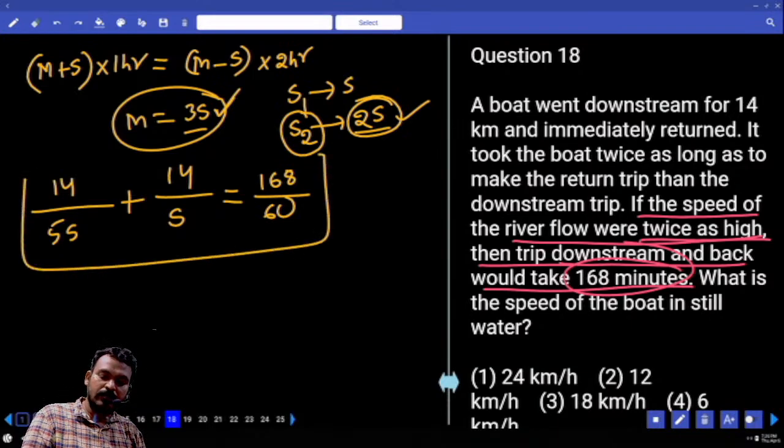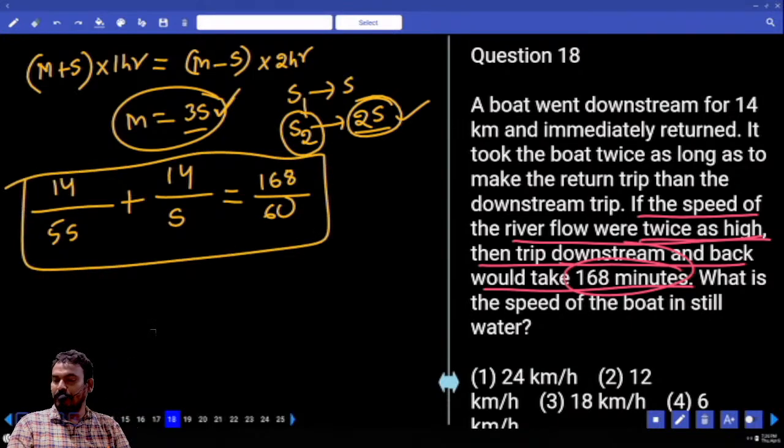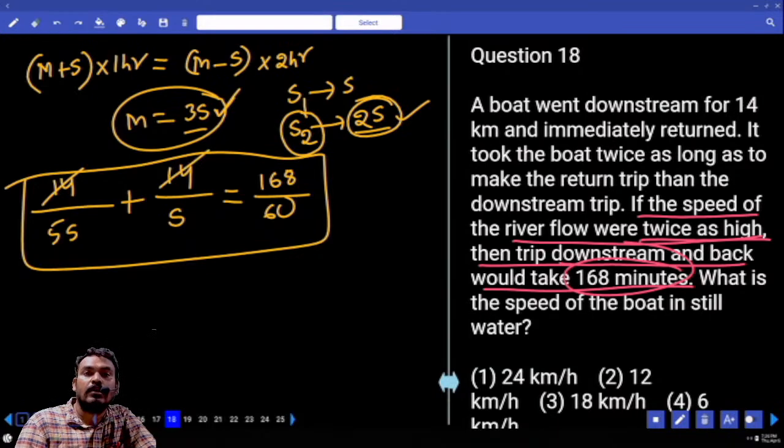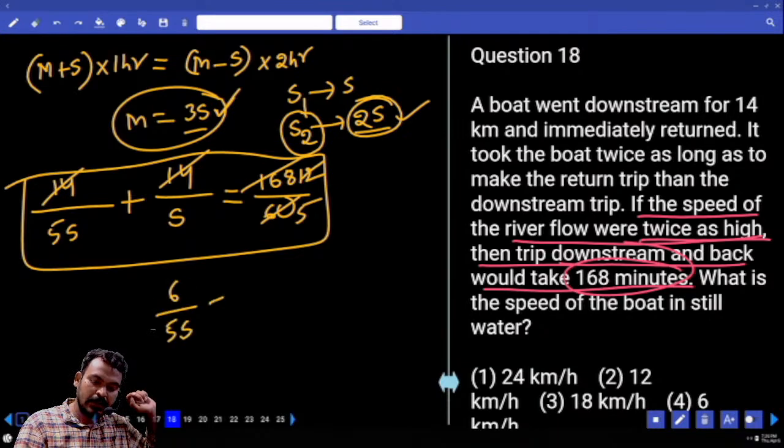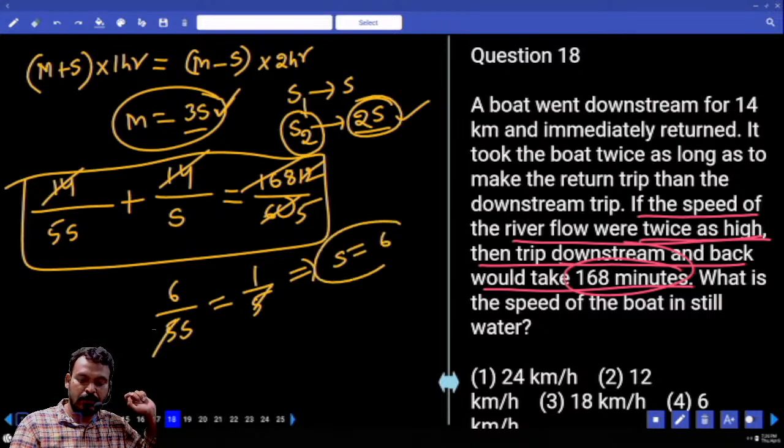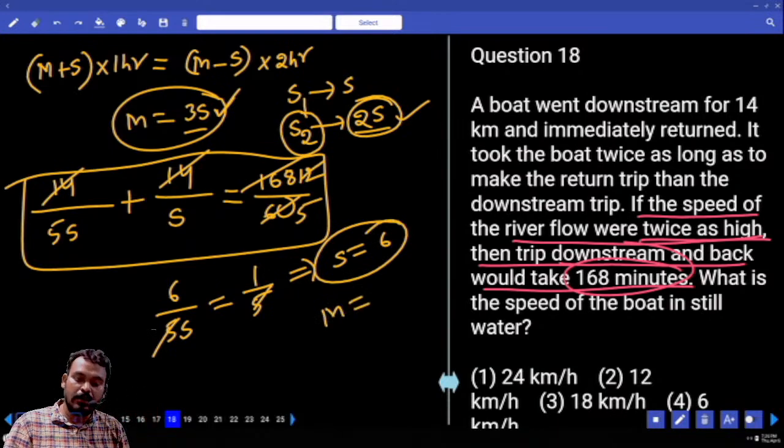Simplify this and we get the s value. But the question requires the m value or the s value? The m value. Simplify this to get the s value, multiplied by 3 we get the m value. First, 14 is common. 14 how many times in 168? 12 times. 12 how many times in 60? 5 times. On the left hand side, the LCM is 5s. 5s how many times? 1 time. S how many times? 5 times. It is 6 by 5s, equal to 1 by 5. The 5 cancels. What is the s value? 6. But we require the m value. What is the m value? 18.